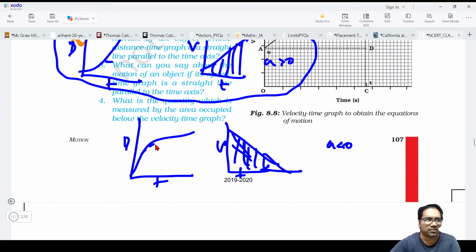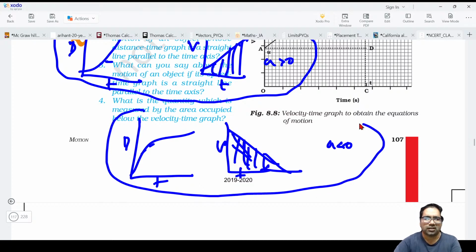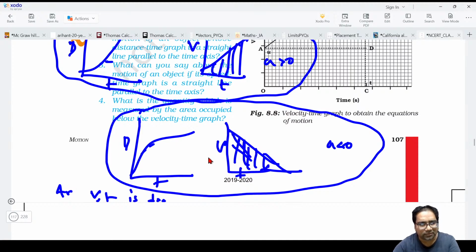Distance time is slowing down. This is a decelerating graph. Distance is slowing down, that means velocity is decreasing, that means acceleration is less than 0. That is this graph. In all the three cases, the area in velocity time is distance.